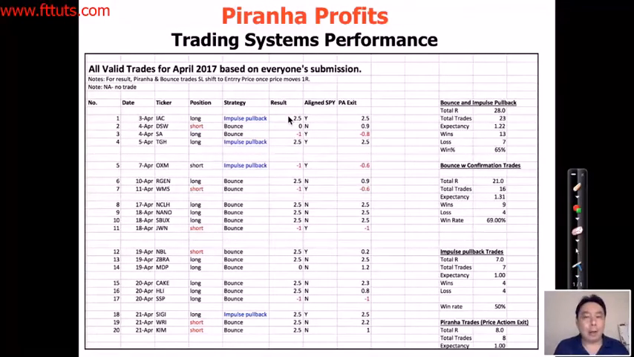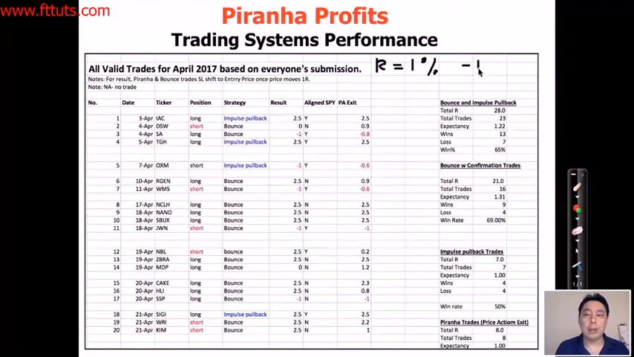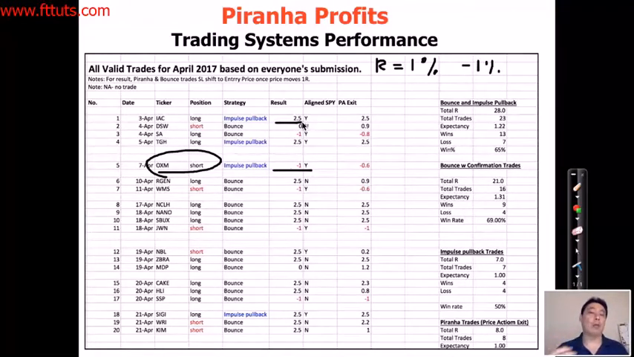So what is an R? An R is your risk per trade. So for example, if you are risking 1% of your capital on a trade, 1 R is 1%. So when you have a losing trade, you lose minus 1 R, which means you lose 1% of your capital. That's what happens when you have a losing trade like so, right? When you have a winning trade, you get, for example, 2.5 R of a win.